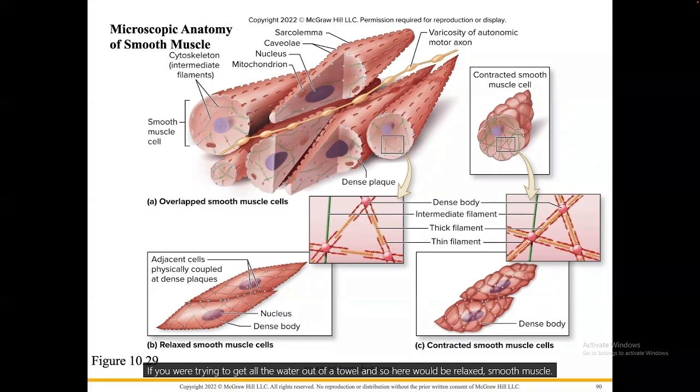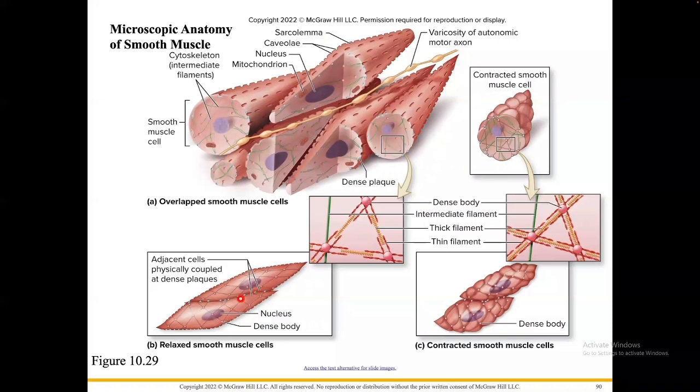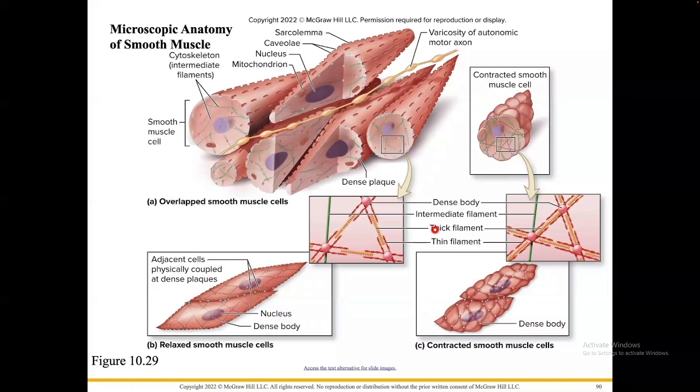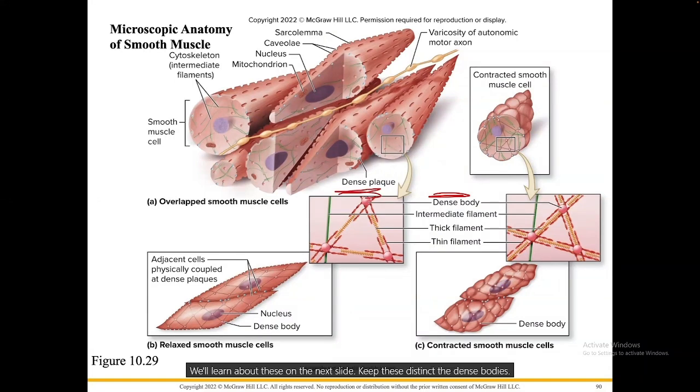And so here would be relaxed smooth muscle, and then here are two contracted smooth muscle cells. And basically notice just everything pulled toward the nucleus, pulled toward the middle. Smooth muscle does still have thick and thin filaments that interact, but they have two unique structures, dense bodies and dense plaques. We'll learn about these on the next slide.